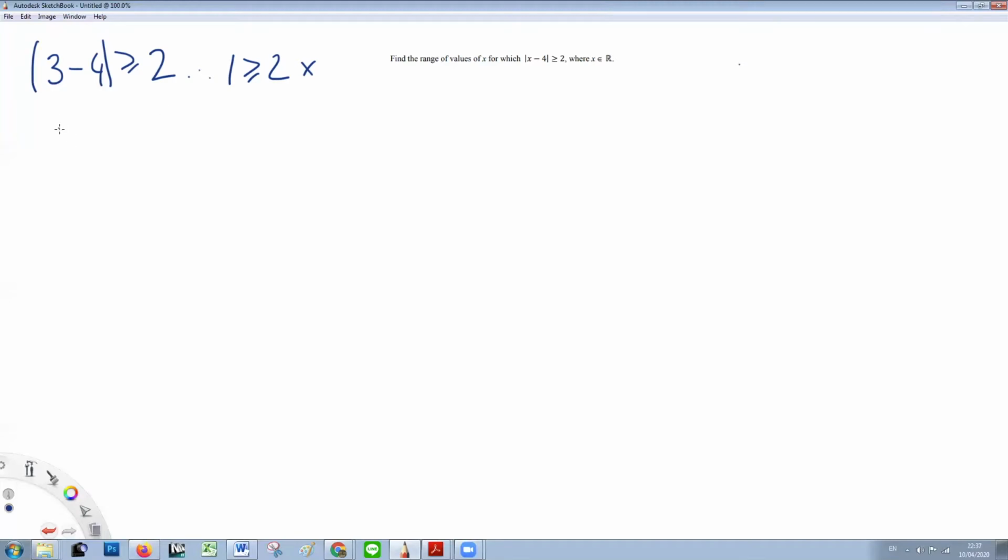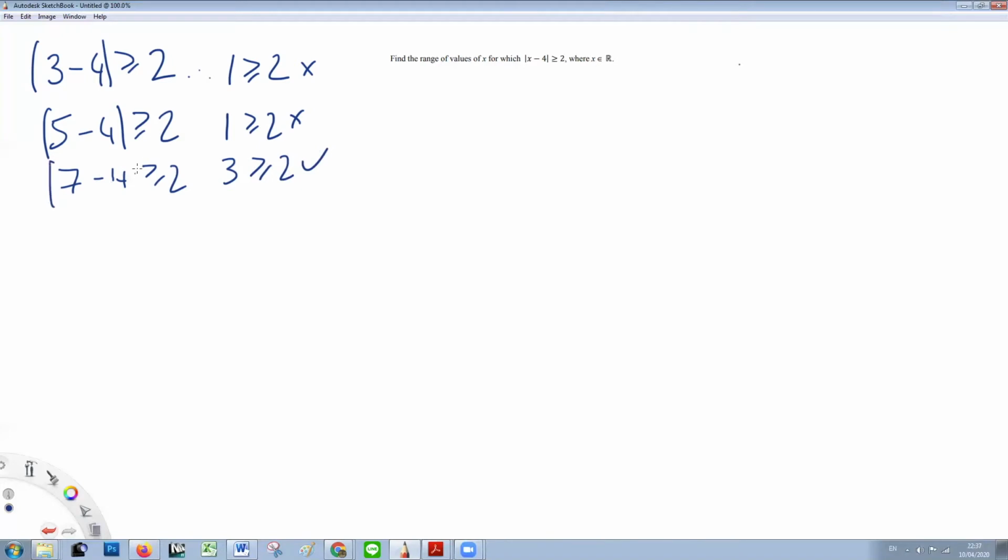If I was to put in, say, 5 minus 4, the absolute value of that is going to be 1 as well, and that also is not going to work. But if I was to pick, say, 7, now we have something that will work. So 7 looks like a value that would be correct for this statement.